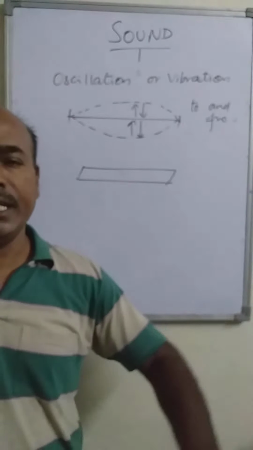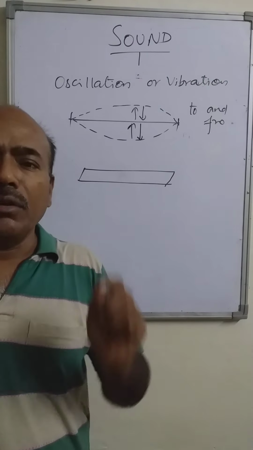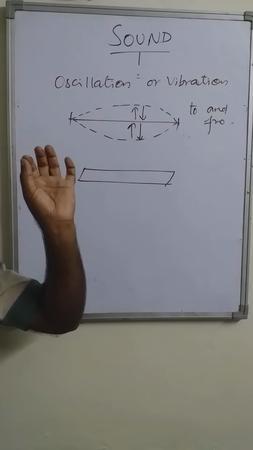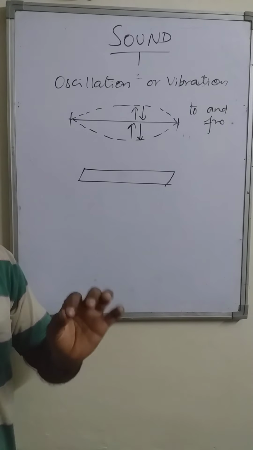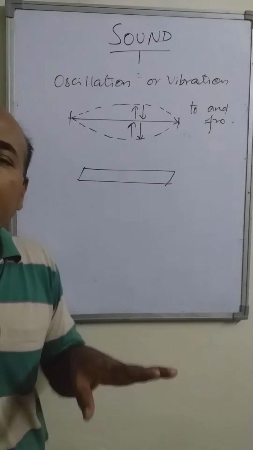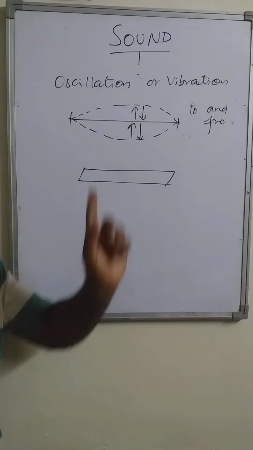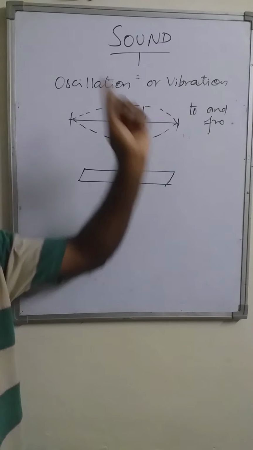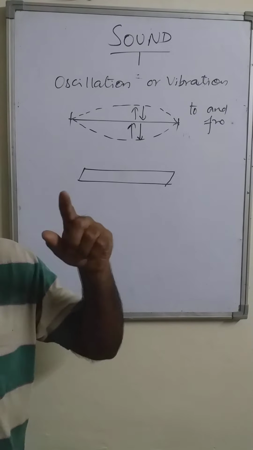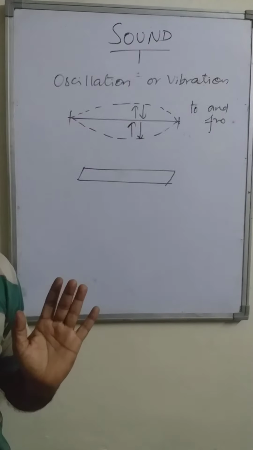Sound producing materials. So generally we can say the sound is produced due to the vibration of particles in that matter. This is the cause of production of sound. Sound is produced due to the vibration of particles in that material or matter or objects. That is how sound is produced.